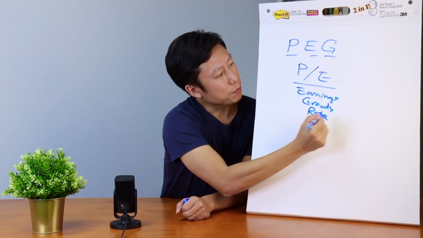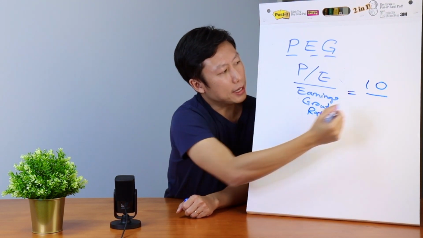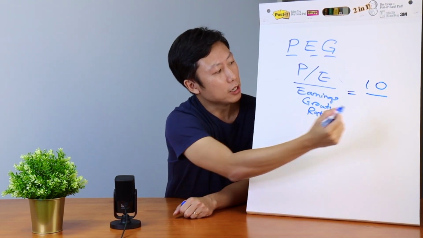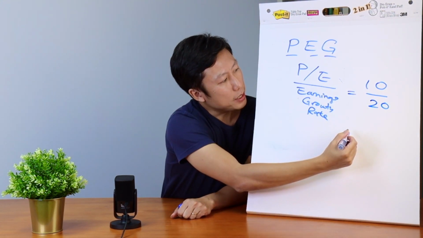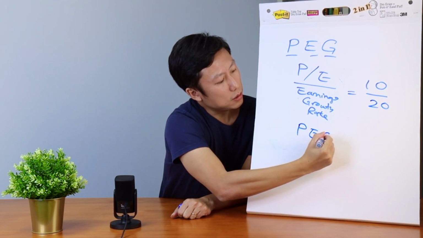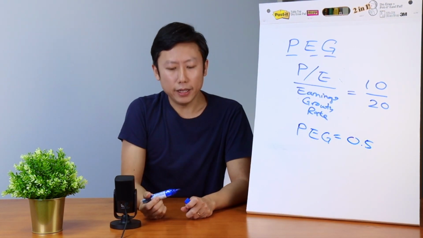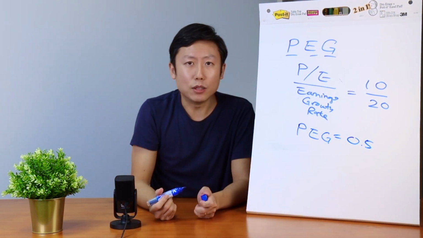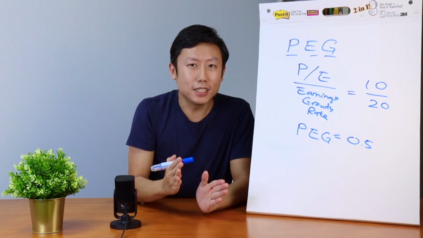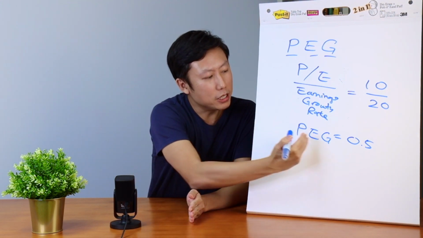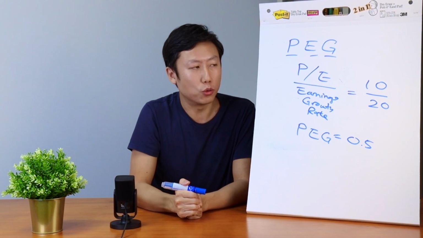So I'll give you an example. Let's say the PE ratio is 10, and it is growing at, say, 20% in terms of its earnings growth. So the PEG ratio will be 0.5. Any number that is less than 1 is considered a cheap point to buy. So if the PEG is below 1, it's good. If it's above 1, it tends to be overvalued in terms of the growth that it's delivering.